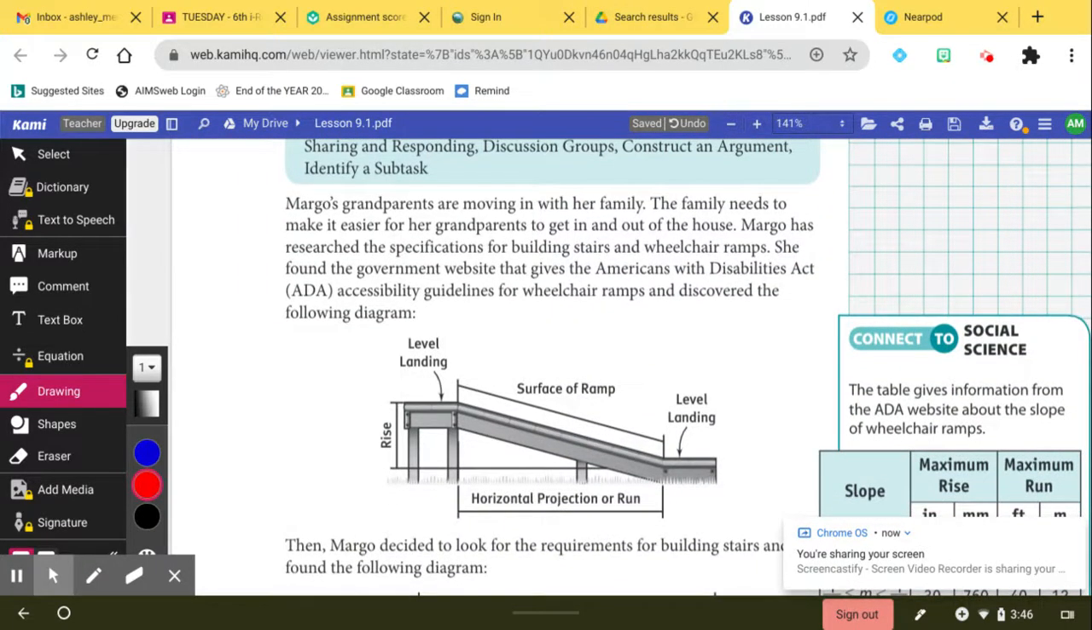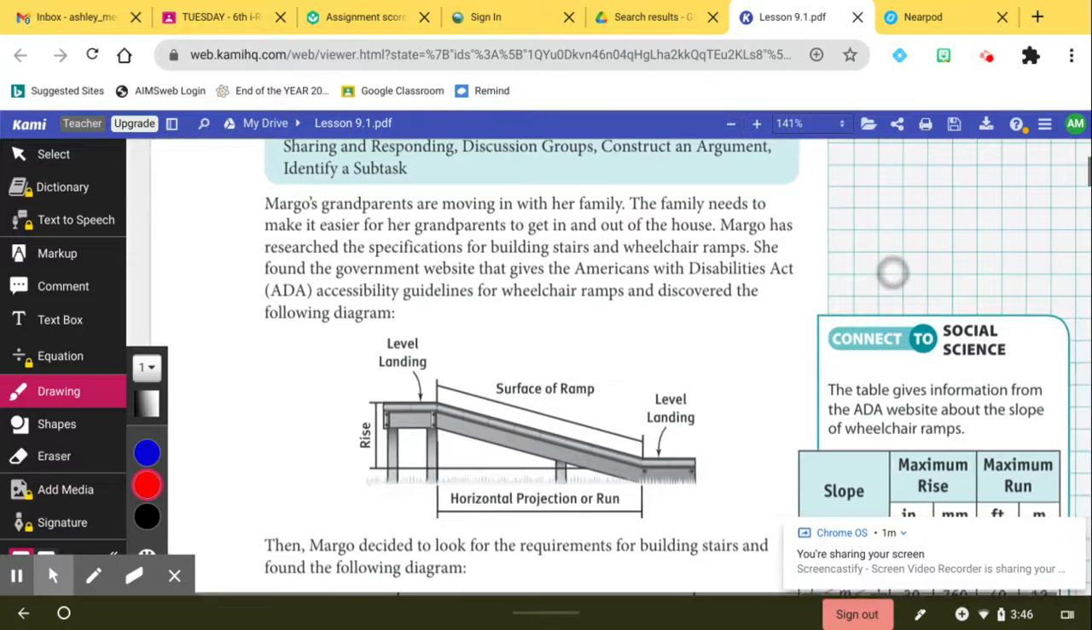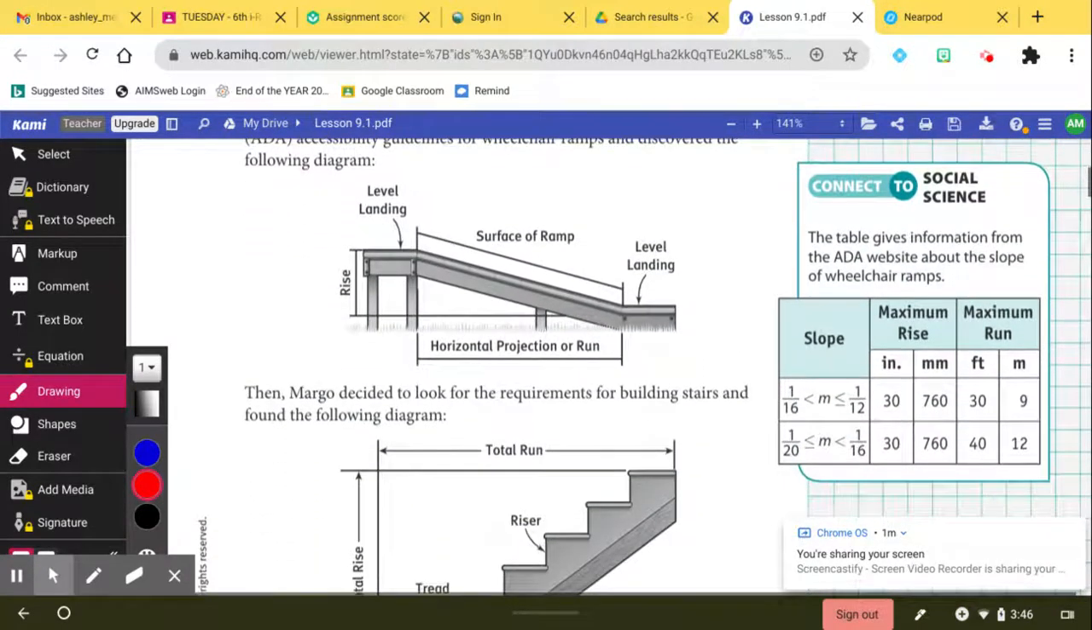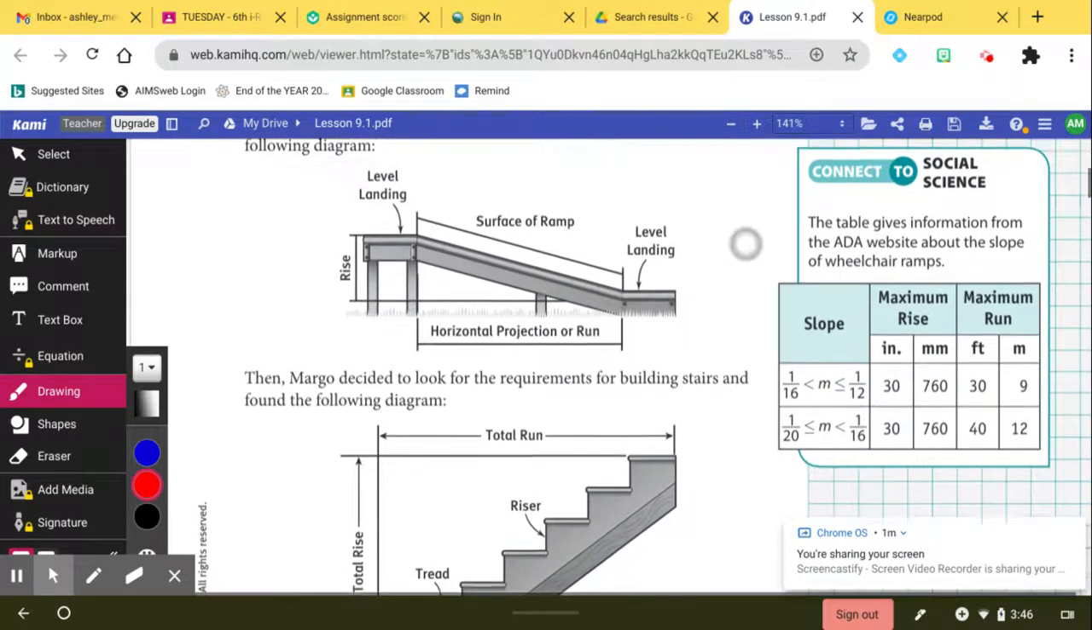So Margot's grandparents are moving in with her family. The family needs to make it easier for her grandparents to get in and out of the house. Margot has researched the specifications for building stairs and wheelchair ramps. She found the government website that gives the Americans with Disabilities Act, ADA, accessibility guidelines for wheelchair ramps and discovered the following diagram. So then Margot decided to look for the requirements for building stairs and found the following diagram.